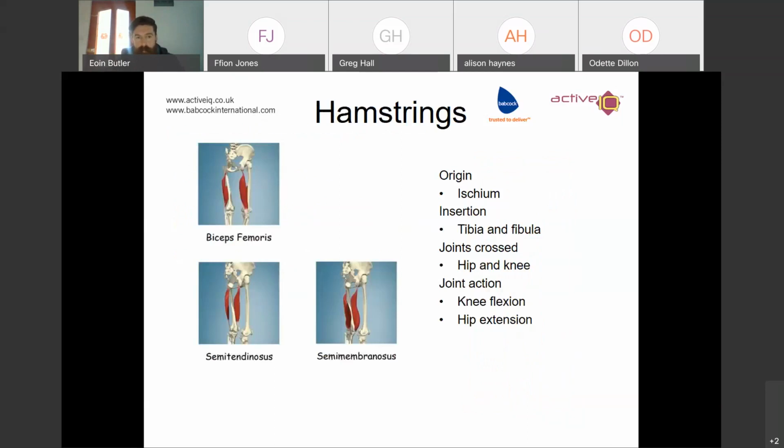Hamstrings: biceps femoris, semitendinosus, semimembranosus. So all three hamstrings cross the hip and the knee joint. So that's why you feel the hamstrings when you do deadlifts, because they help with hip extension. Main function is knee flexion, but they help with hip extension.